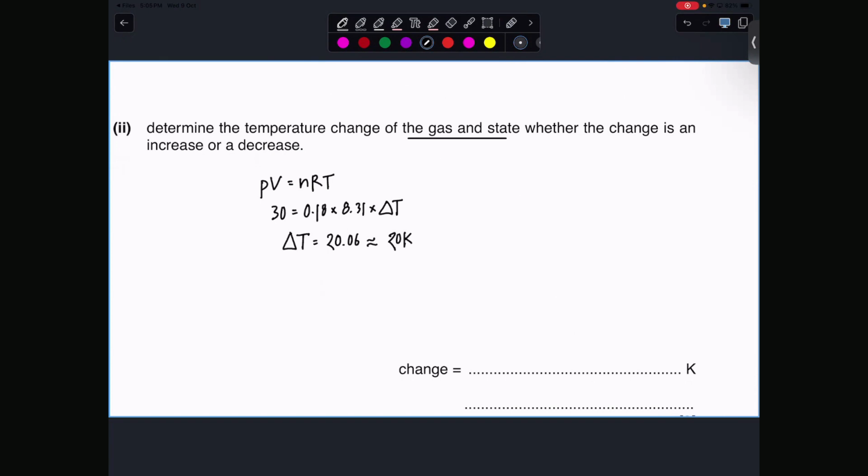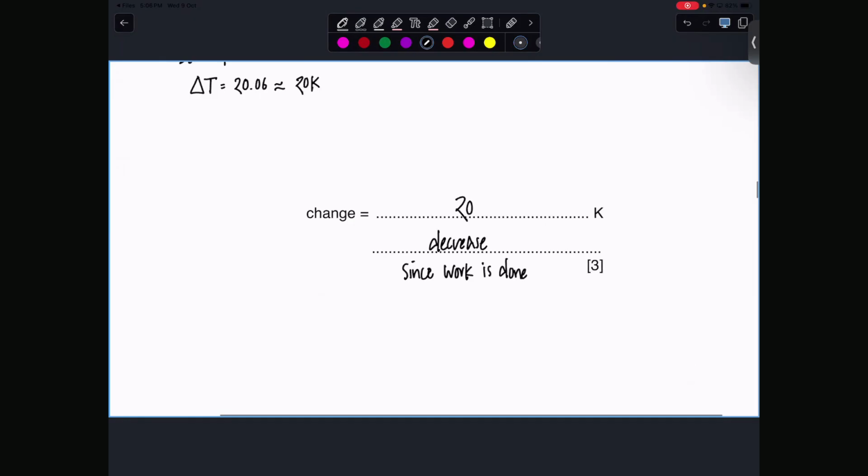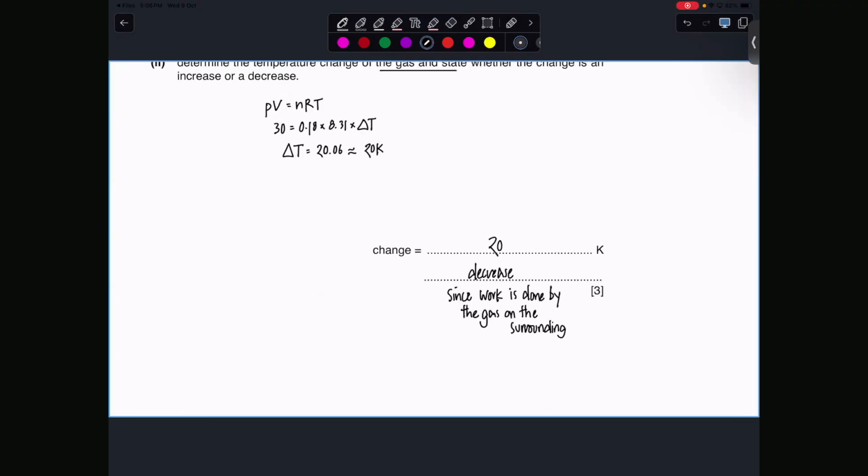Yeah. So when you do work on the gas, it gains internal energy. Temperature rises. This is the work done by the gas. The gas is pushing the atmosphere away, so it's losing its own energy. And whenever something loses its own energy, what happens to the temperature? Decreases, right? So change is 20 Kelvin and decrease. I'll provide the reason here. Since work is done by the gas on the surroundings. Since work is done by the gas on the surroundings.